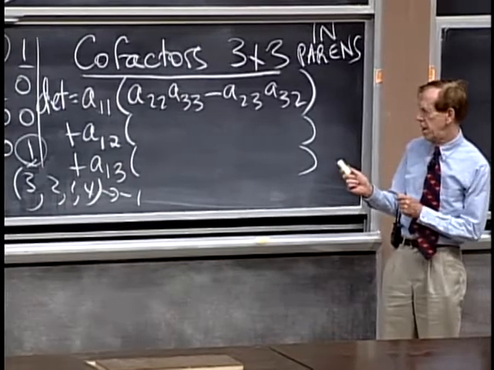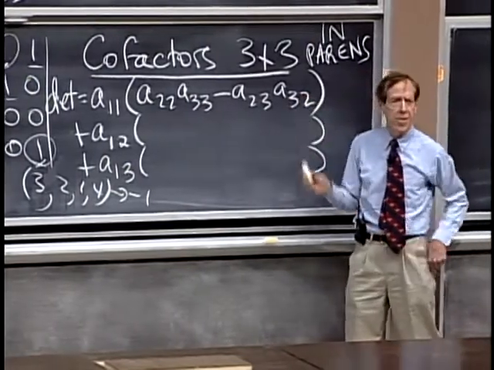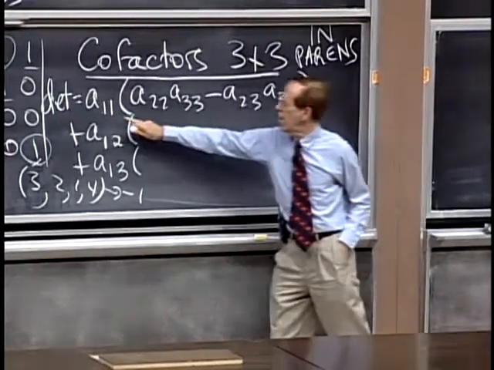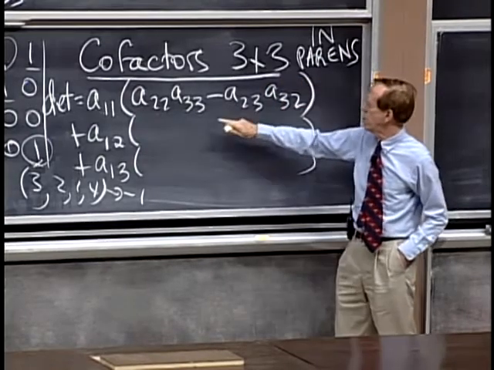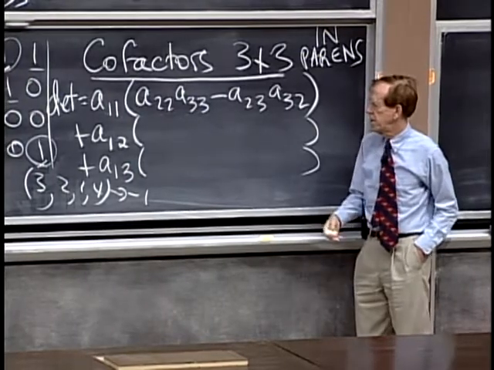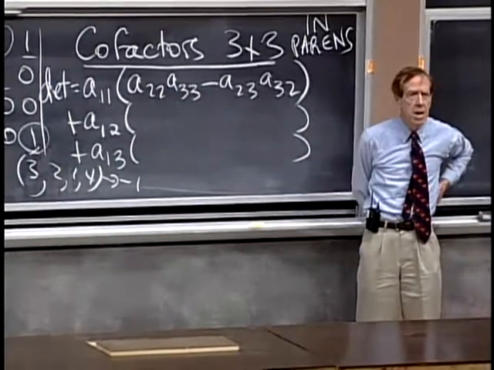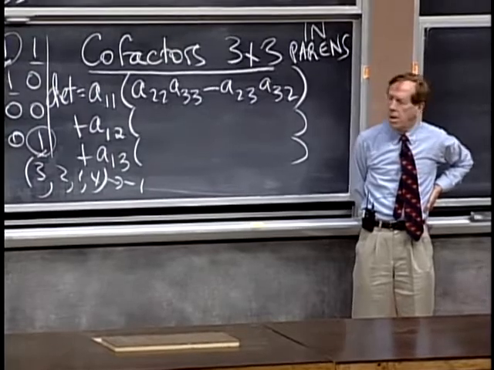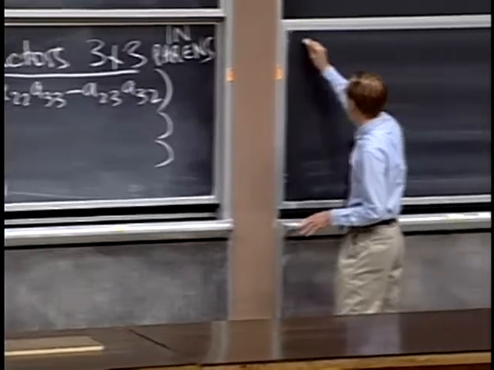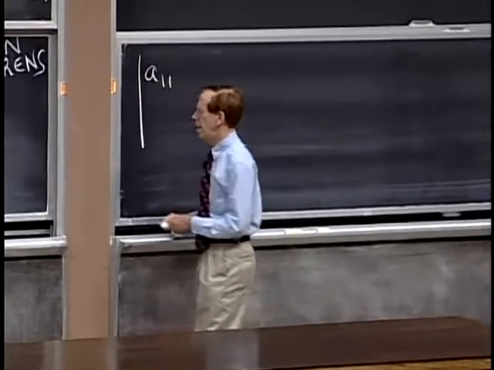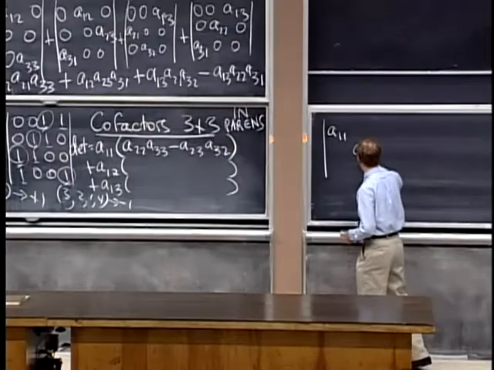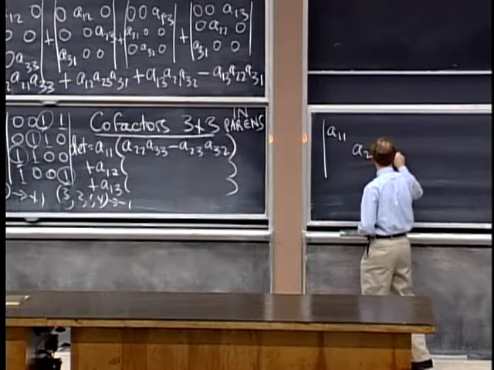Before I do that, what's this number? What is this cofactor, what is it that's multiplying A11? Tell me what A22, A33 minus A23, A32 is for this. Do you recognize that? Let's see, I'll put it here. There's the A11. That's used column 1. Then there are the other factors that involve these other columns.